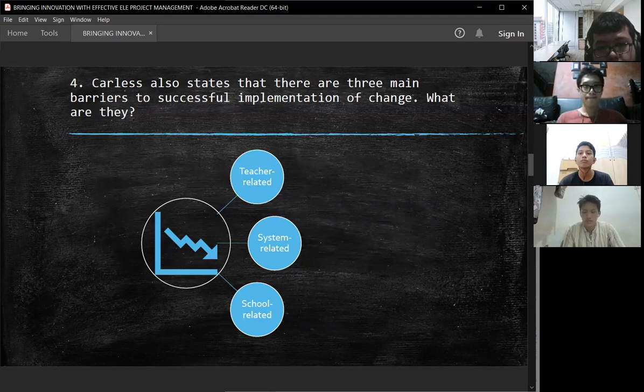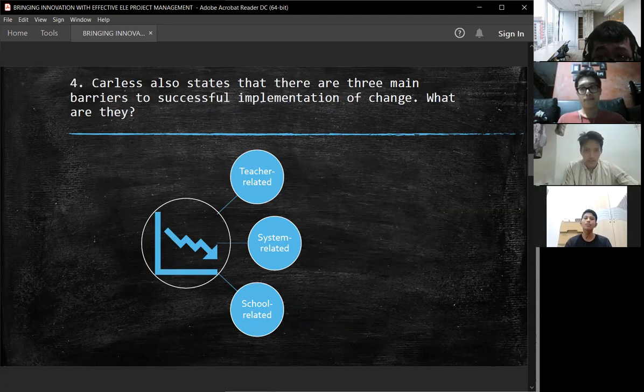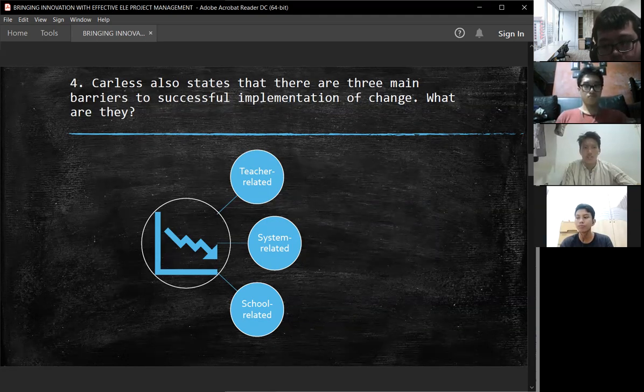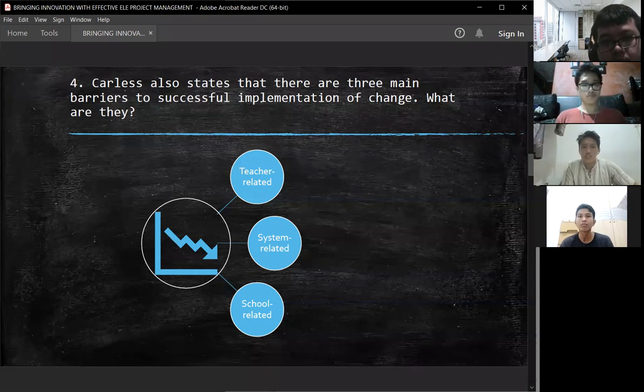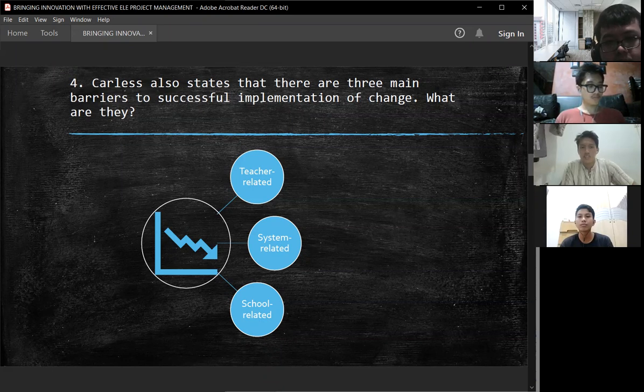Yes. So for question number 4, the main barriers facing innovation, based on Carless, can be broadly grouped into three categories. The first is lack of change not congruent with existing teacher values and beliefs, negative attitudes, often engendered by the additional workload entailed.